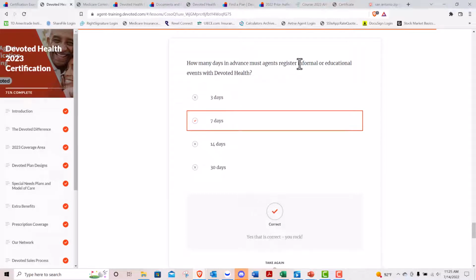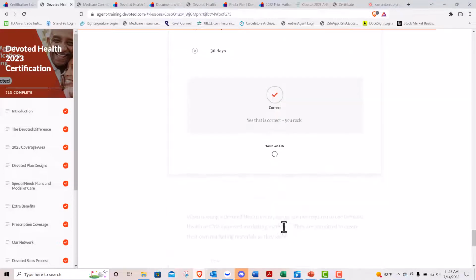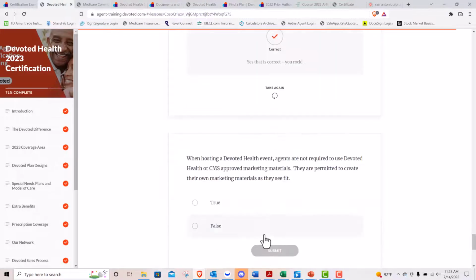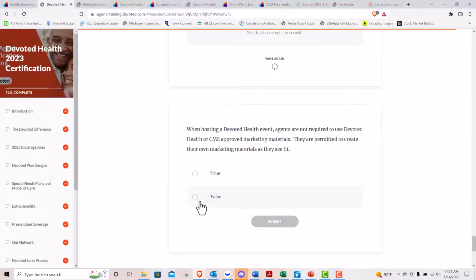That's for informal or educational events. So remember, informal was the least amount of days. Well, still about 7 days. All right, so let's go again. When hosting a Devoted event, agents are not required to use Devoted. That is false.